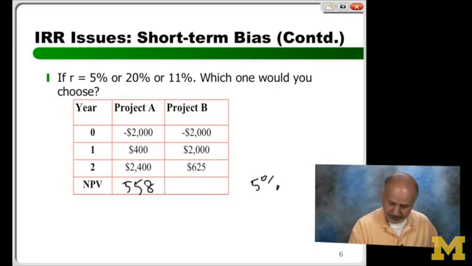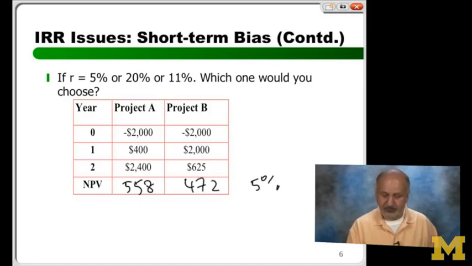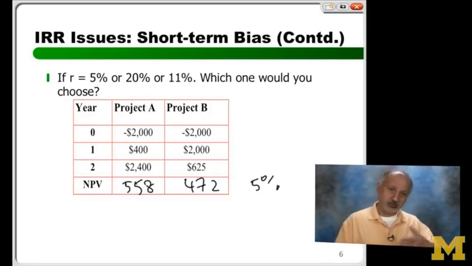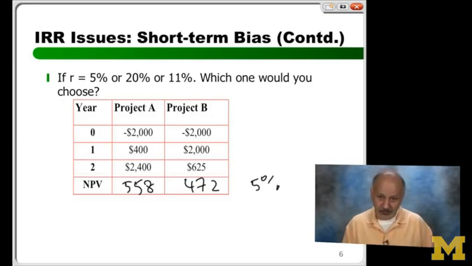So NPV, I'm going to start writing here, at 5% was 558 and 472. So the first question I'll ask you is, suppose you do your analysis in your projects A and B, you are responsible for the cash flows, but now you go and judge them at 5%. Which one will you choose? Suppose this is millions of dollars, which one will you choose?